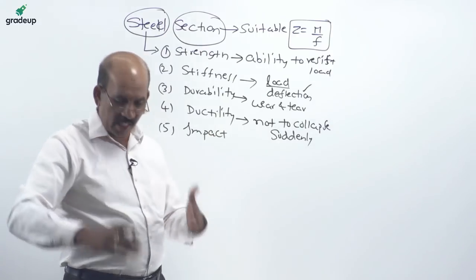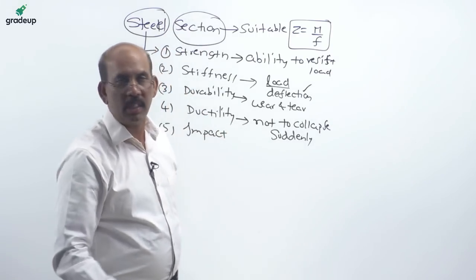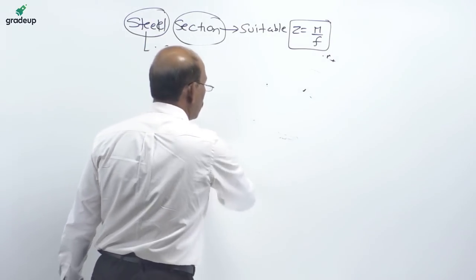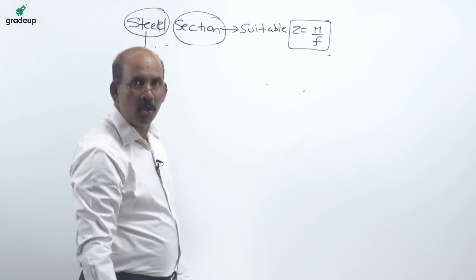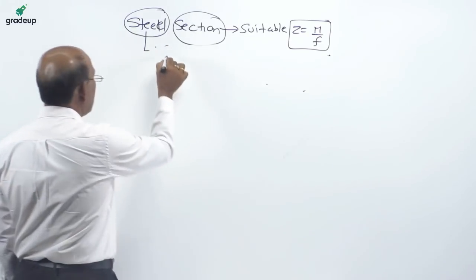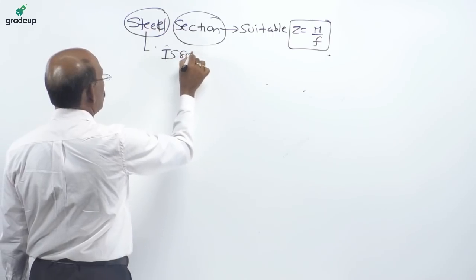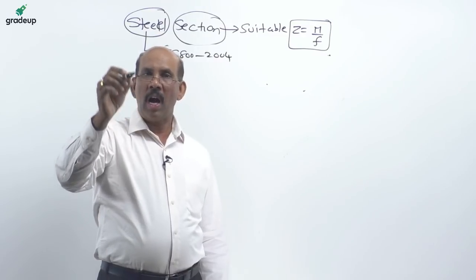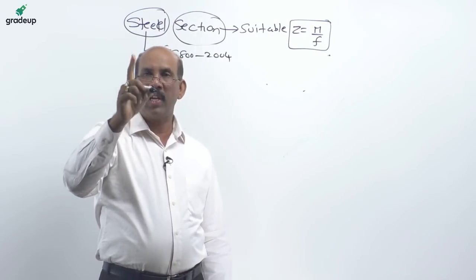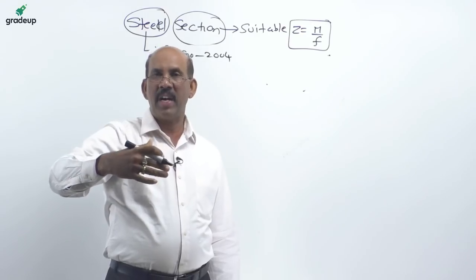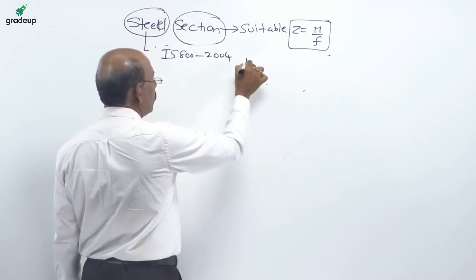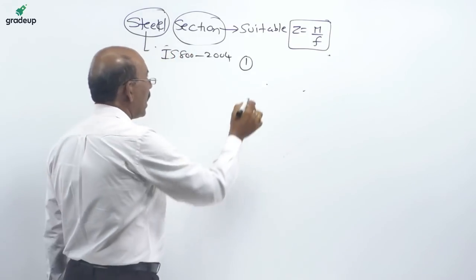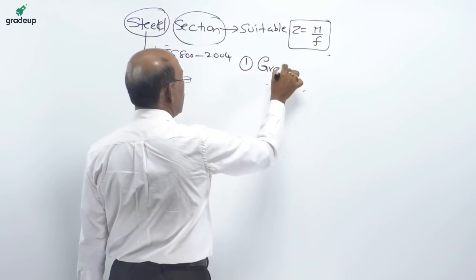Coming to the various sections which we have according to the steel code, the steel code says IS 800-2004. According to this, IS 800-2004 is the code which we are going to follow. Accordingly, when we refer to this code, the sections are classified in general, one based on the grade of the steel. The grade of the steel is the first property of a steel section.